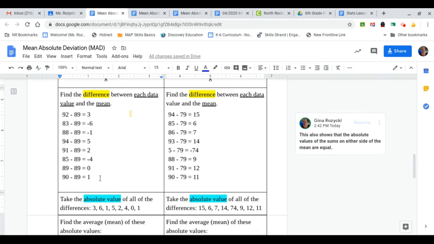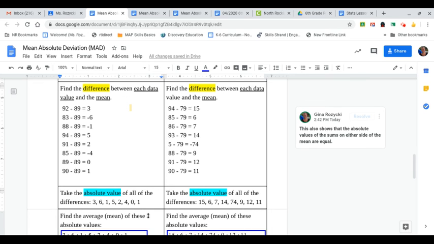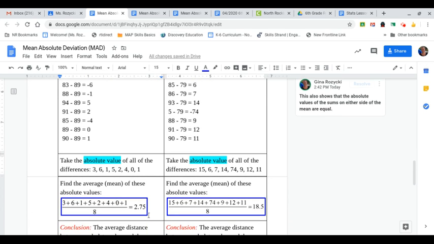Once you have those positive and negative values, you find the absolute value of each of those. The absolute value of 3 is 3. The absolute value of negative 6 is 6. The absolute value of negative 1 is 1, and so on. Find the absolute value of all 8 data values.